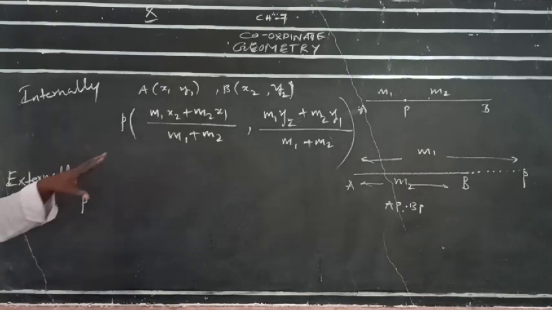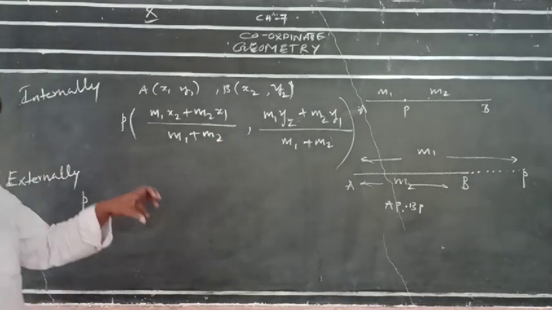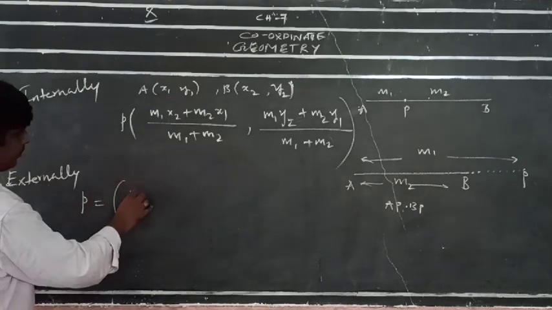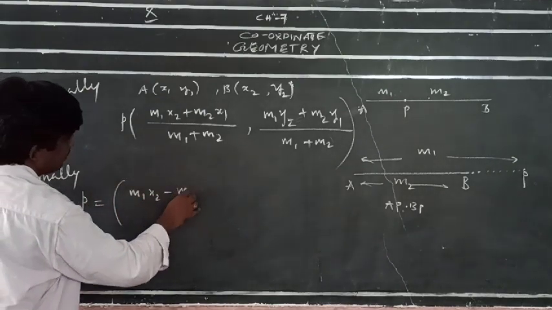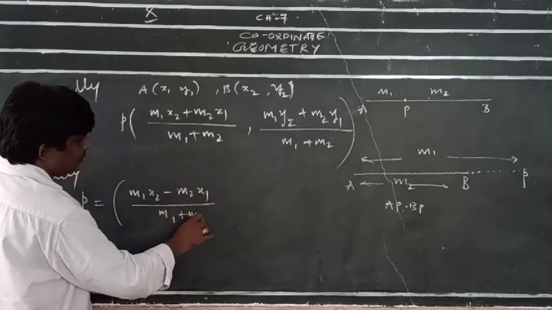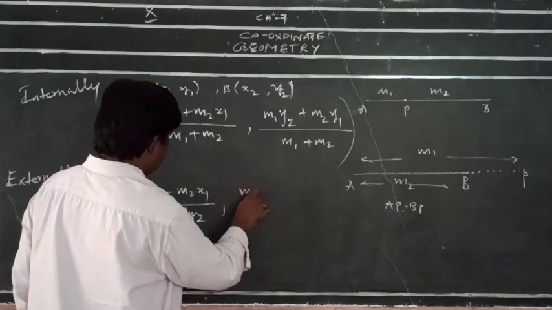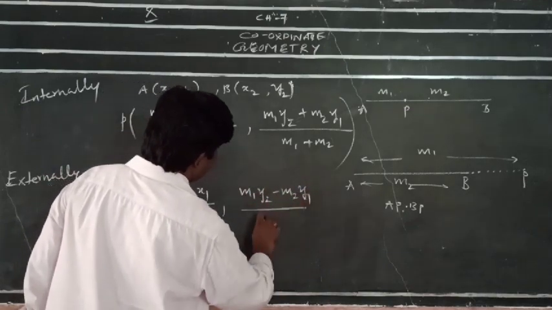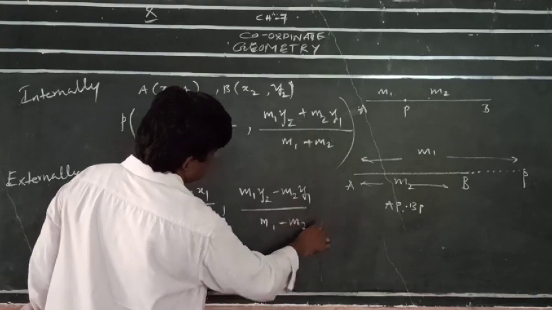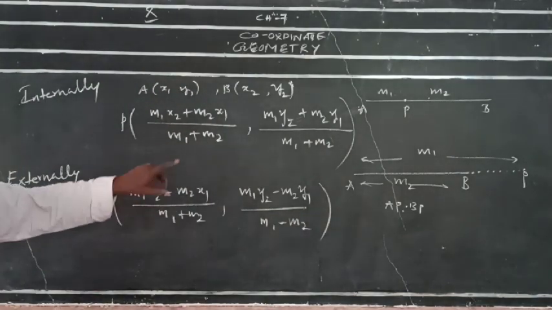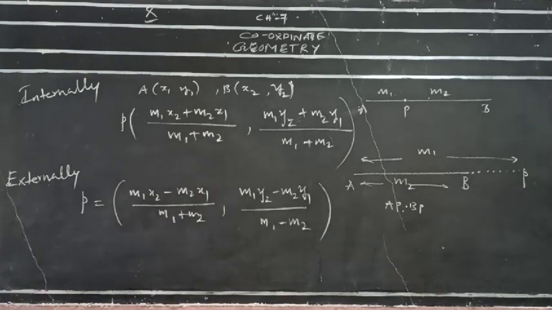If the point is dividing the line segment externally in the ratio of m1 to m2, then point P is (m1x2 - m2x1)/(m1 - m2) and (m1y2 - m2y1)/(m1 - m2). So this is the section formula if the point is dividing the given line segment externally.